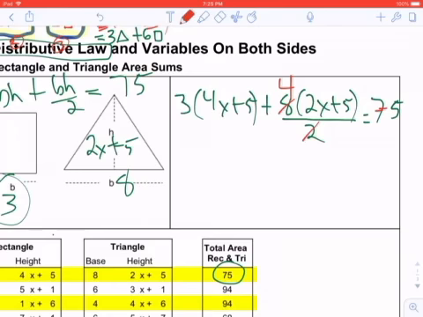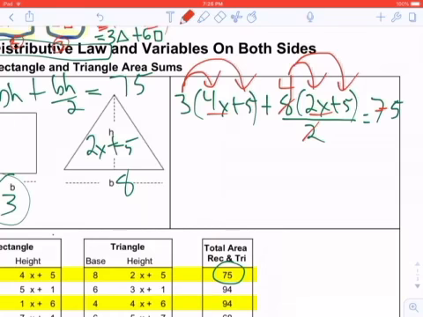Now what we have to do is expand through these brackets, because I see x appears more than once. I've got 4 x's there and 2 x's there. So let's expand, or distribute, through the brackets. The 3 has to be distributed to the 4x and to the 5. In other words, I've got 3 groups of 4x and 3 groups of 5. Over here I'm going to have 4 groups of 2x and 4 groups of 5. So let's expand through that.